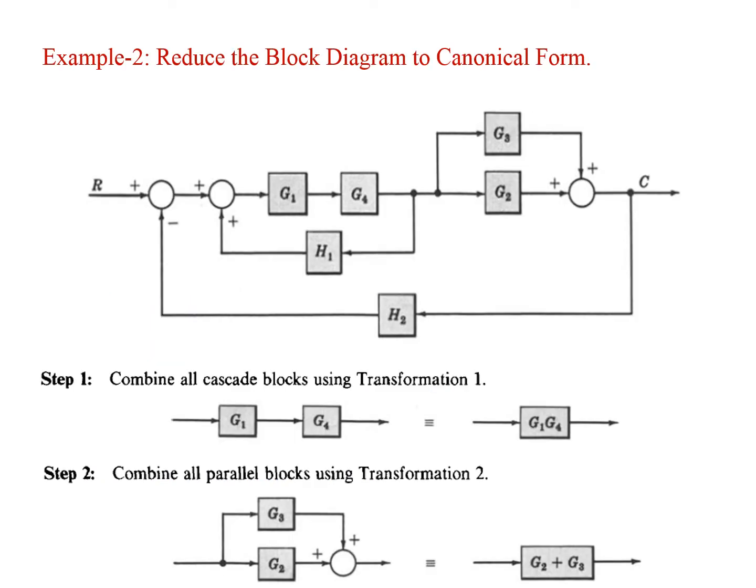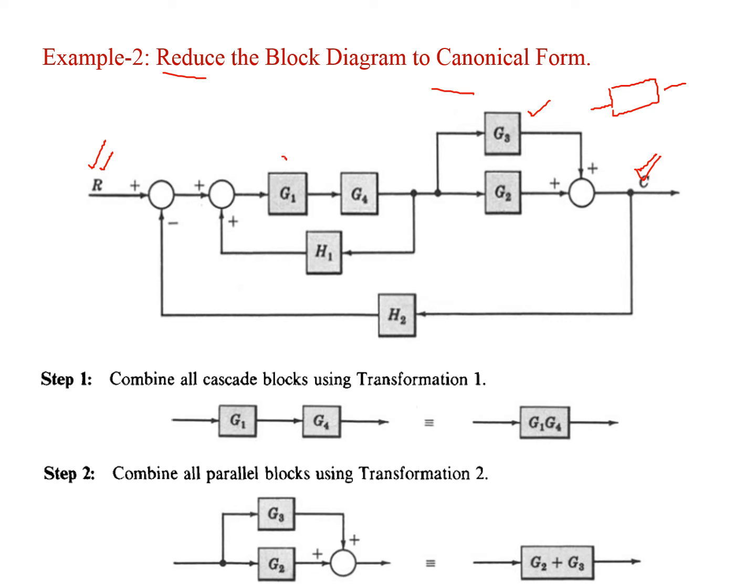Coming to the second example, reduce the block diagram to a canonical form. This means we have to reduce the given block diagram into a single block which has a single input and single output. This is the given block diagram which has R(S) as the input and C(S) as the output. In order to reduce this block diagram, first we have to identify the number of series blocks as well as parallel blocks.